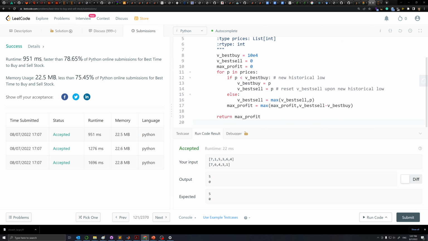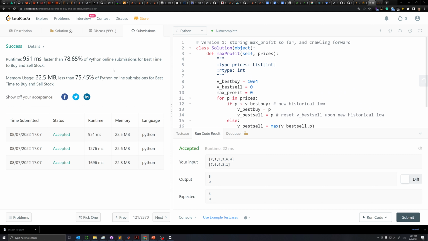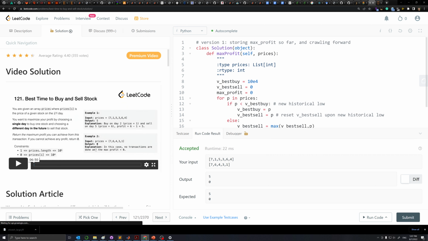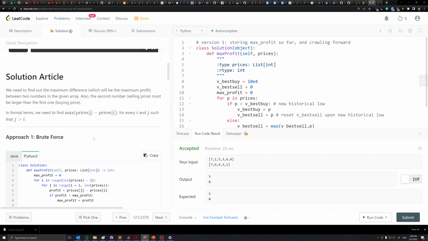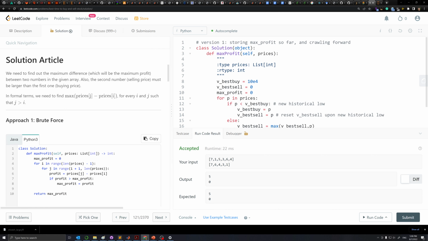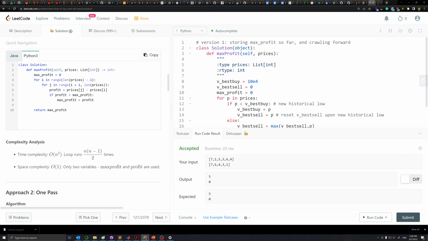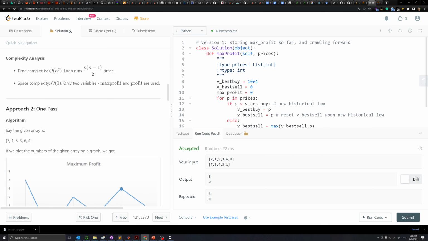And before wrapping up today's rather short video, which I'm glad, let's take a look at some solutions and try to learn something from them. All right, so best time to sell and best time to buy. We need to find the maximum difference between two numbers in the array, and the second number must be larger than the first one. So it'll be finding maximum price[j] minus price[i]. Makes sense. Brute force, we'll just skip it. Complexity O(n^2), which is bad.